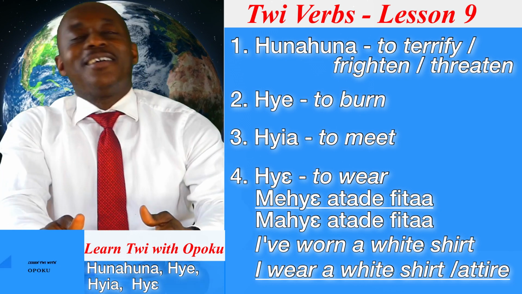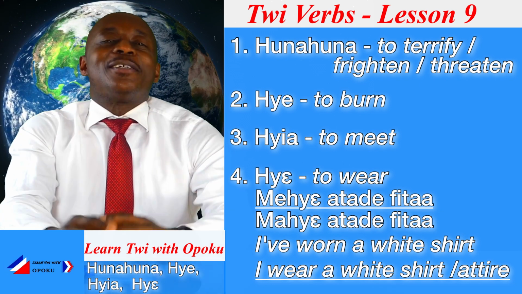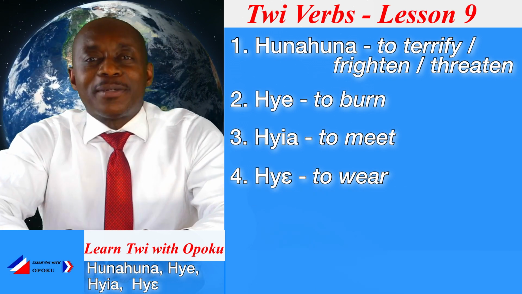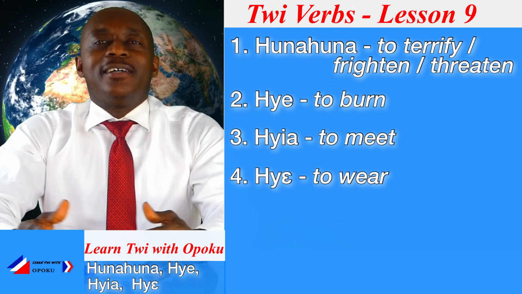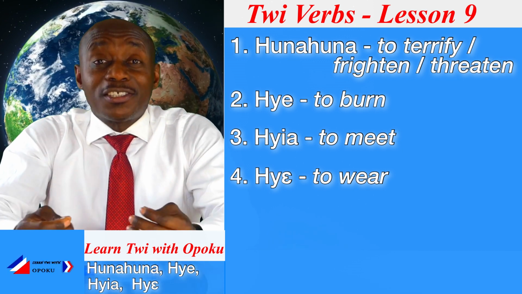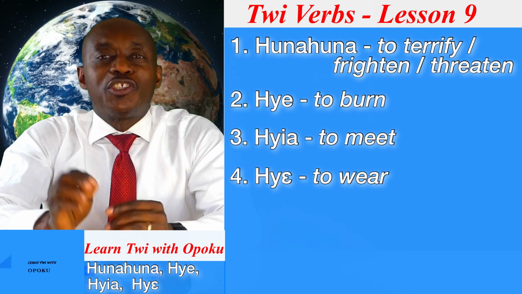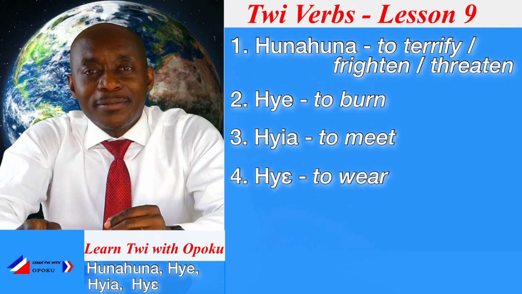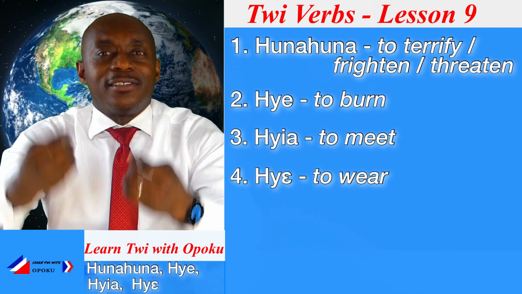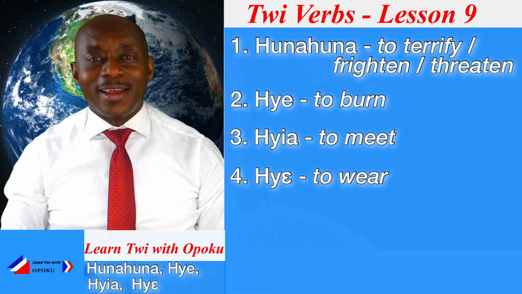Good. So this is where we draw the curtains down. But let's try to recap the main verbs that we have learned. And they are huna huna, and that is what? To threaten or to frighten. She, to burn. Shia, to meet. And she, to wear.